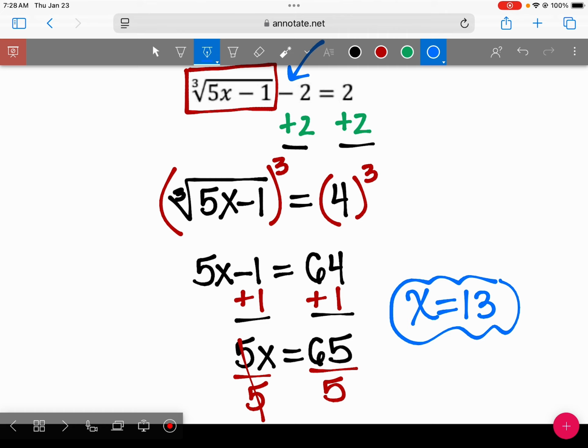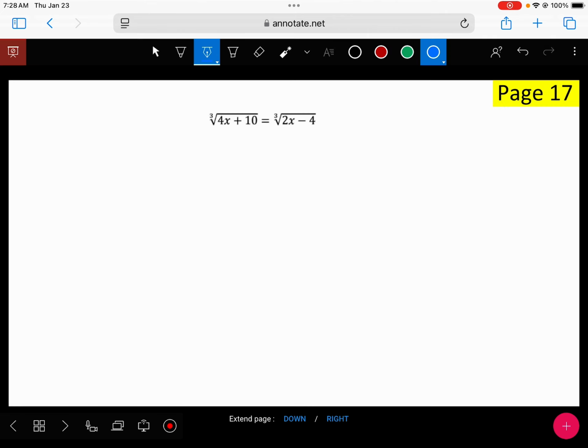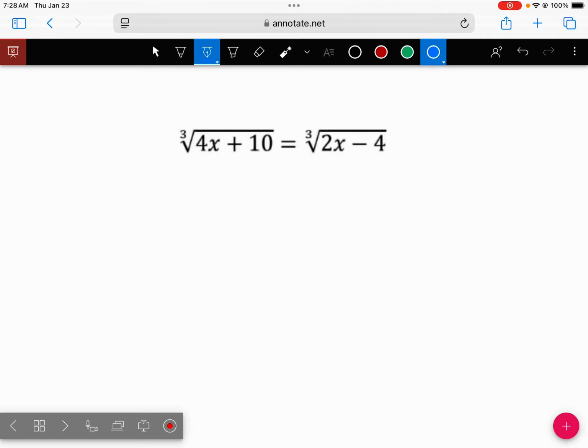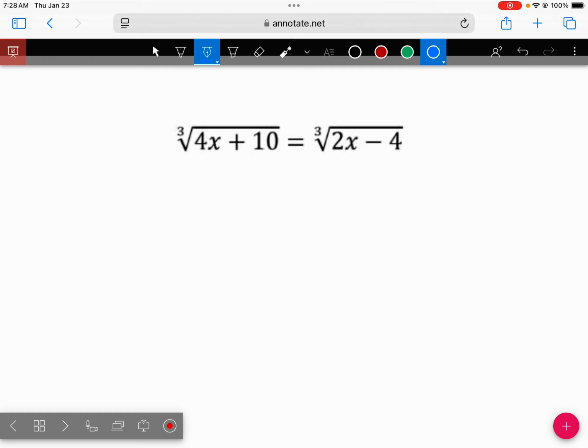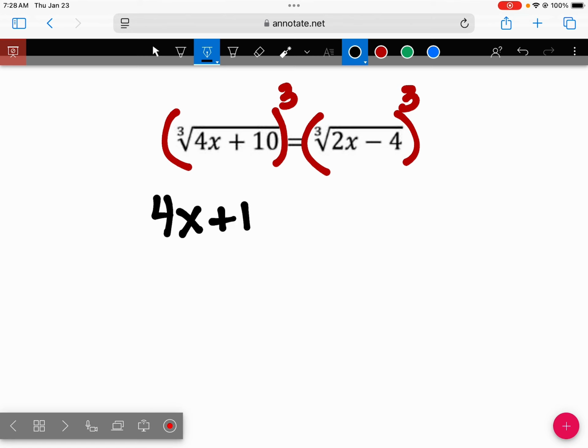All right, let's look at our next question. So in this example, both sides are under a radical. So the first step would be to cube both sides. And when we do that, the only thing that's going to do is get rid of the root on both sides. So we'll have 4x plus 10 equals 2x minus 4.